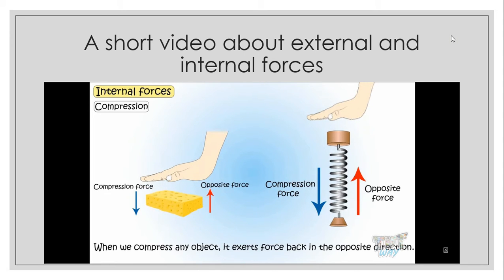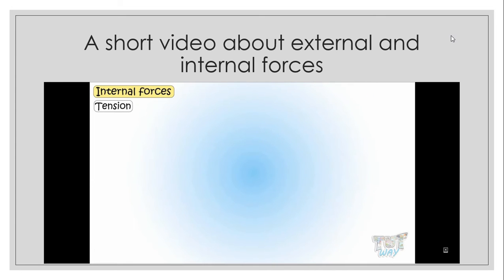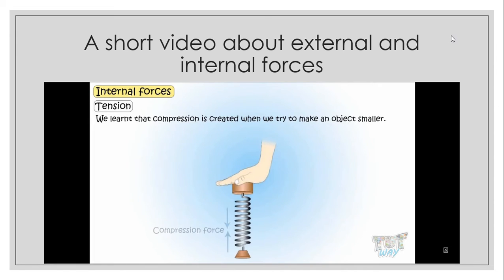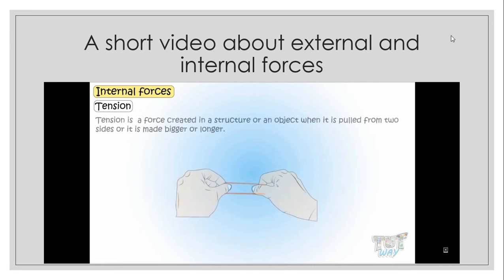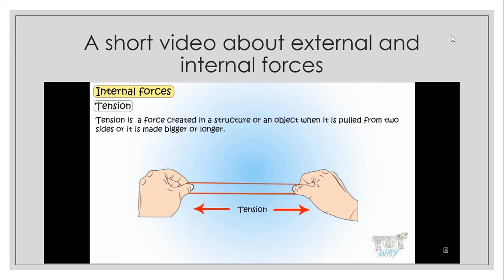Now let's learn about another internal force, which is tension. We learned compression is created when we try to make an object smaller. Exactly opposite to it, tension is created in a structure or an object when it is made bigger or longer.